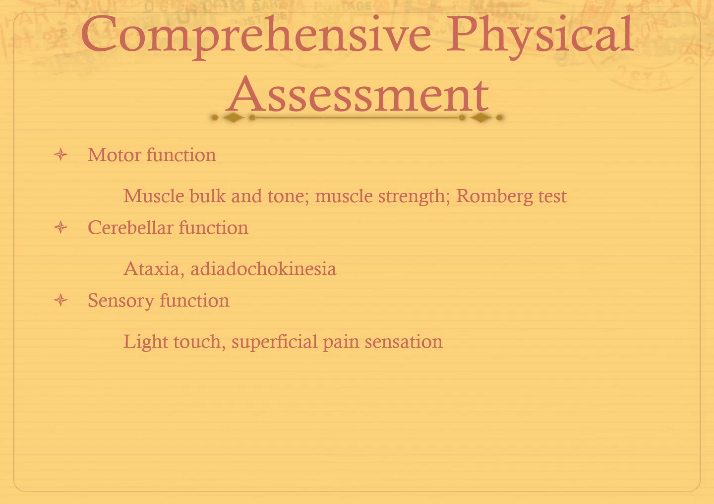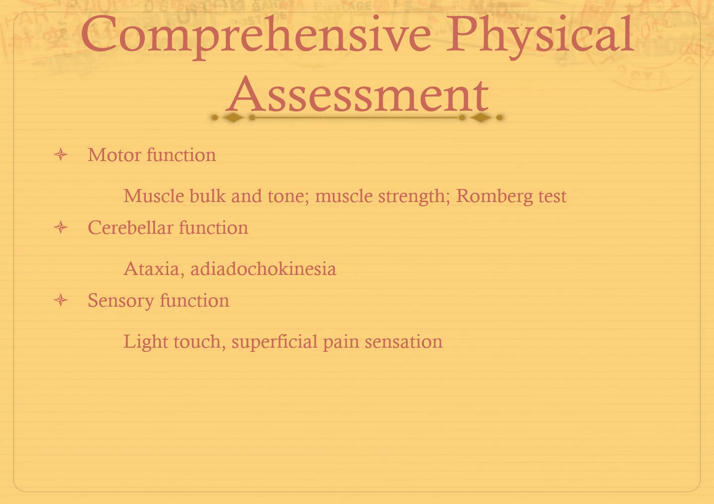Muscle strength, so we're asking our patients to push and pull against our hands. Common muscle groups include upper extremities with hand grasps, arm flexion, arm extension, and the lower extremities with hip flexion, knee extension, foot dorsiflexion, foot plantar flexion. Again, we're comparing both sides. And strength is typically graded on a 0 to 5 scale.